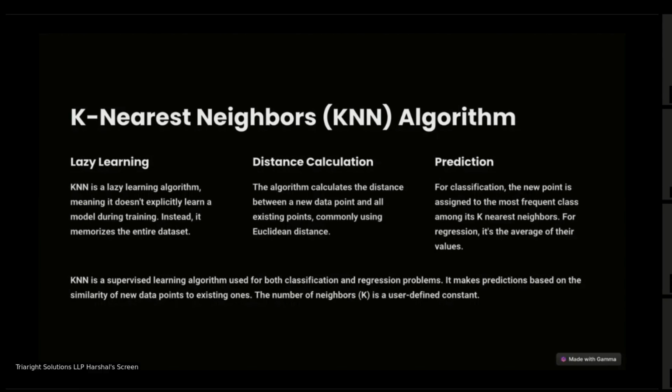For classification, the new data point is assigned to the most frequent class among the K nearest neighbors, like a majority vote. For regression, the prediction is the average of the K nearest neighbors' values. So let's take an example for KNN.